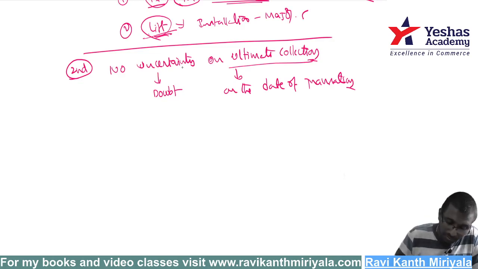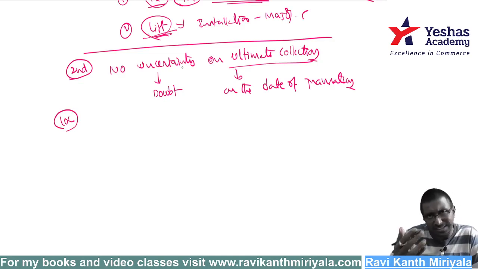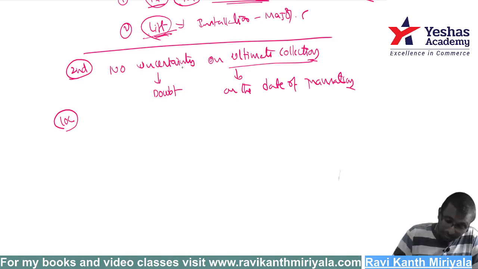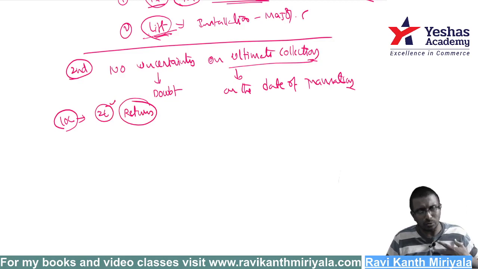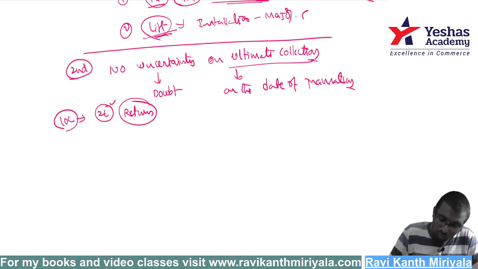Sometimes what happens, Guru? Suppose 10 lakh sales have happened. 10 lakh worth of goods, risks and rewards have been transferred to my customer. Okay, done. But now suppose 2 lakh worth of goods I am expecting back as a return. Very clearly it is expected as a return. How do you know? I am doing this business for so many years. I know very clearly 2 lakh worth of goods pakka will come back. That means money is not going to come back. Then do not book the sales.